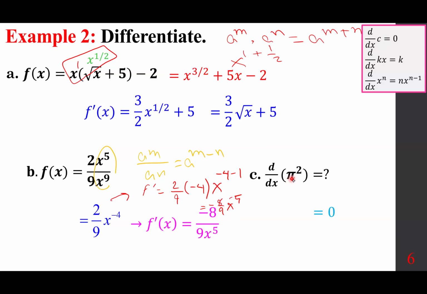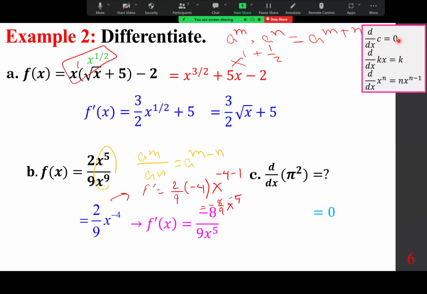So that's taking care of some basic differentiation rules. The derivative of a constant is 0. The derivative of k times x is k. The derivative of x to the power of n is n x to the power of n minus 1, known as the power rule.